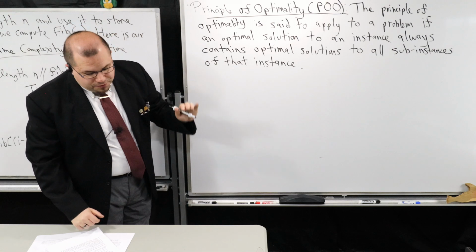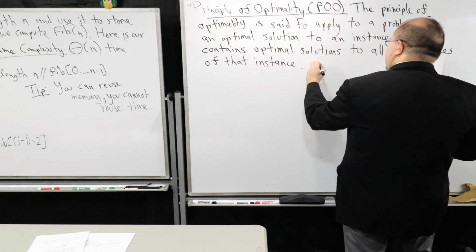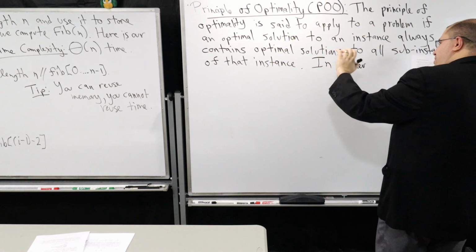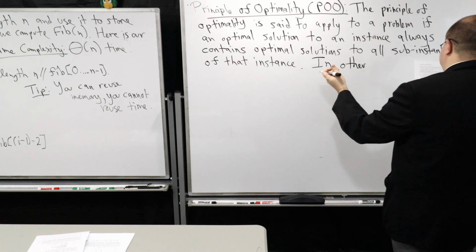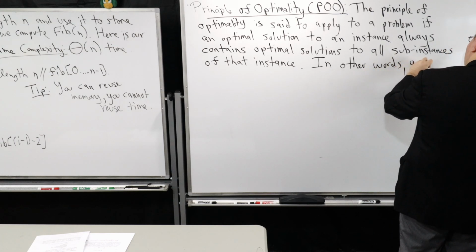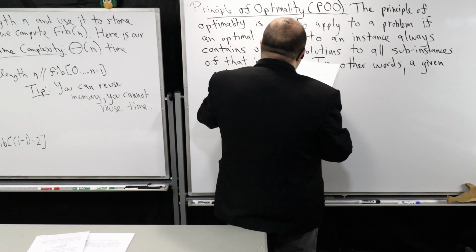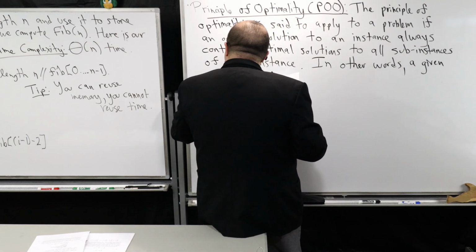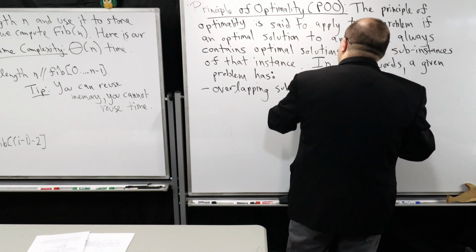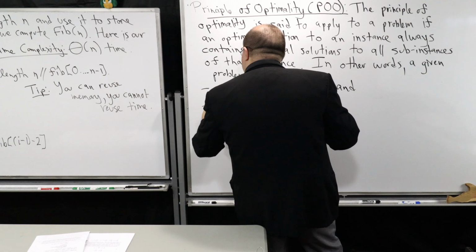Another way you can phrase this, and this is the way you'll find in a lot of modern textbooks, or if you look this up online, is the technical way of describing it. There's a much more fundamental way of describing this, more like Bellman's original formulation. In other words, a given problem has overlapping subproblems and optimal substructure.